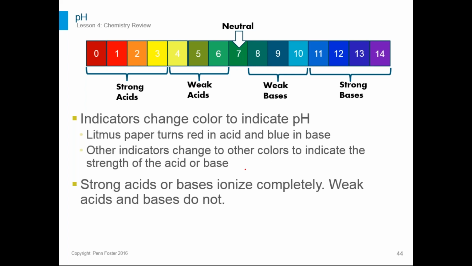There's different indicators, which are chemicals that you could use to find pH, so they would change color. So the kind of famous one would be litmus paper. If you put litmus paper in the solution, if it's an acid, it will turn red. If it's a base, it will turn blue. There's other indicators that change to other colors to indicate how strong the acid or base is.